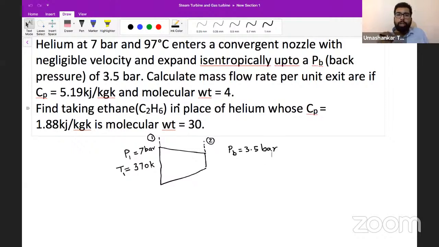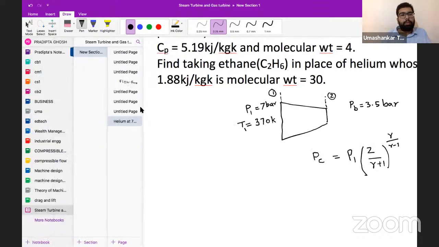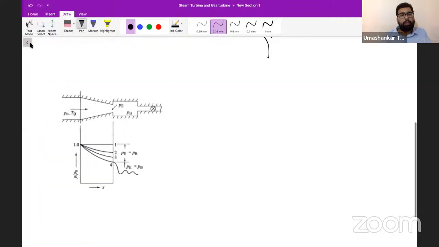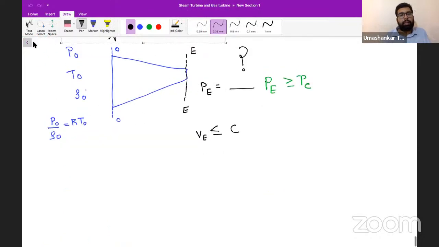For that, how can we check? We have to find our critical pressure. What formula have we seen? We have seen the critical pressure formula: Pc is equal to P1 times (2 upon gamma plus 1) to the power gamma upon gamma minus 1. This is the formula we have seen.